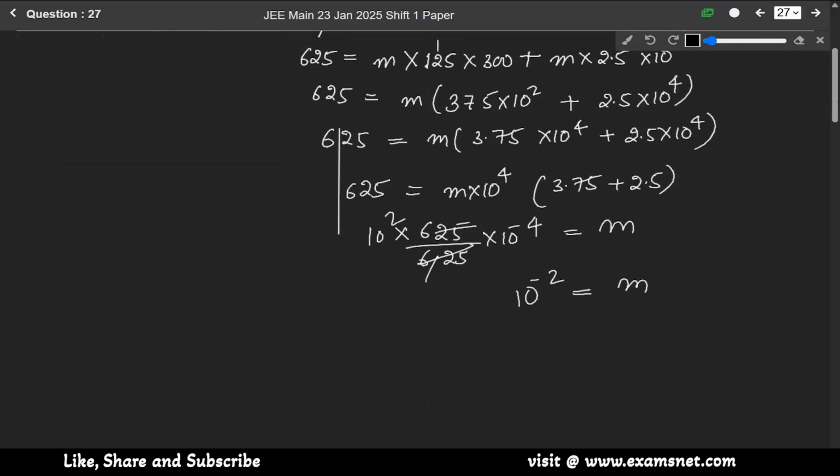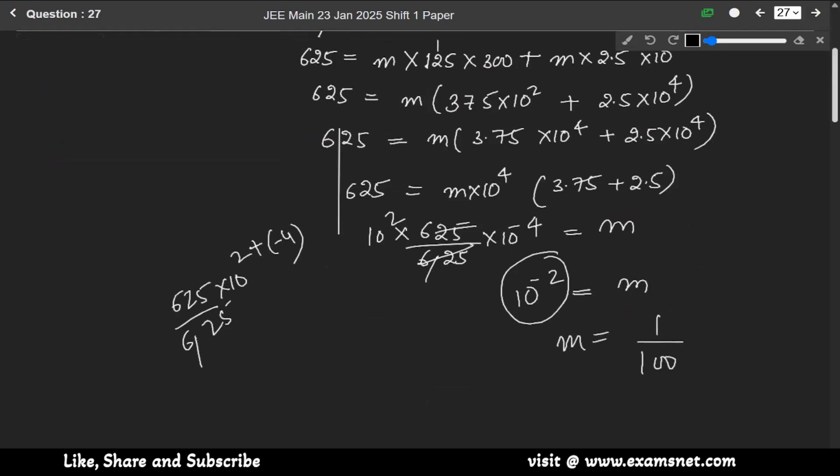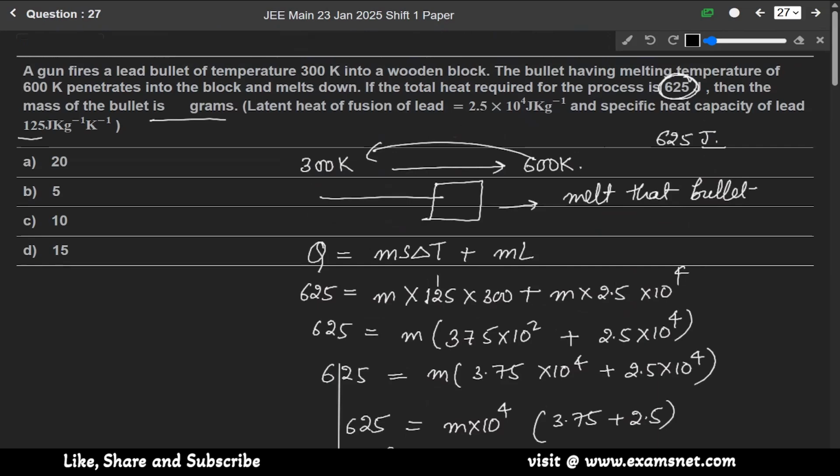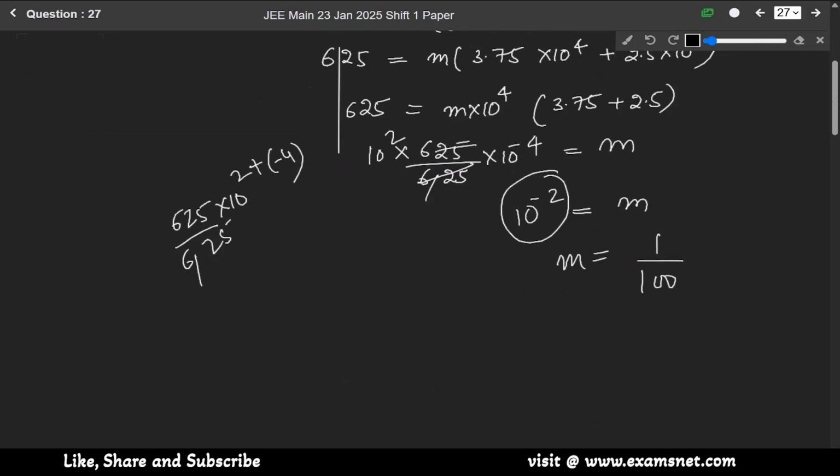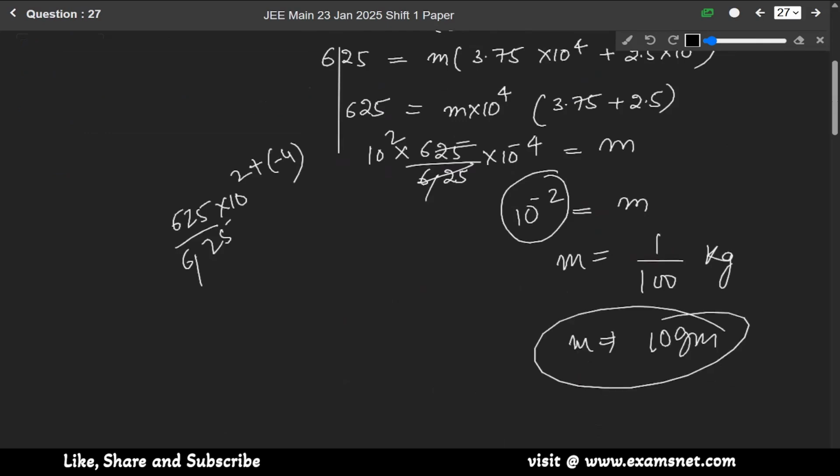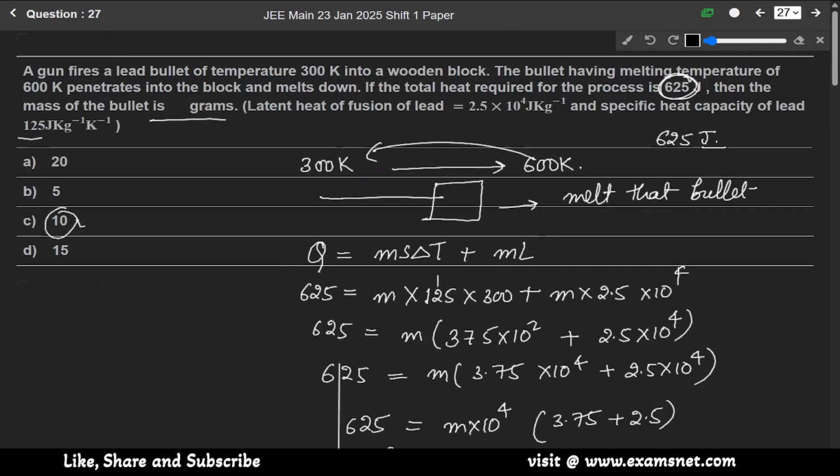So 10 to the power minus 2, na, it is 625 over 6.25. So it will be 10 to the power 2 plus minus 4, so it will be 10 to the power minus 2. So mass is 10 to the power minus 2, means m is equals to 1 over 100. So the answer is 1 over 100 kg. It means it is 10 gram. Okay. So the answer is option C, 10 gram.